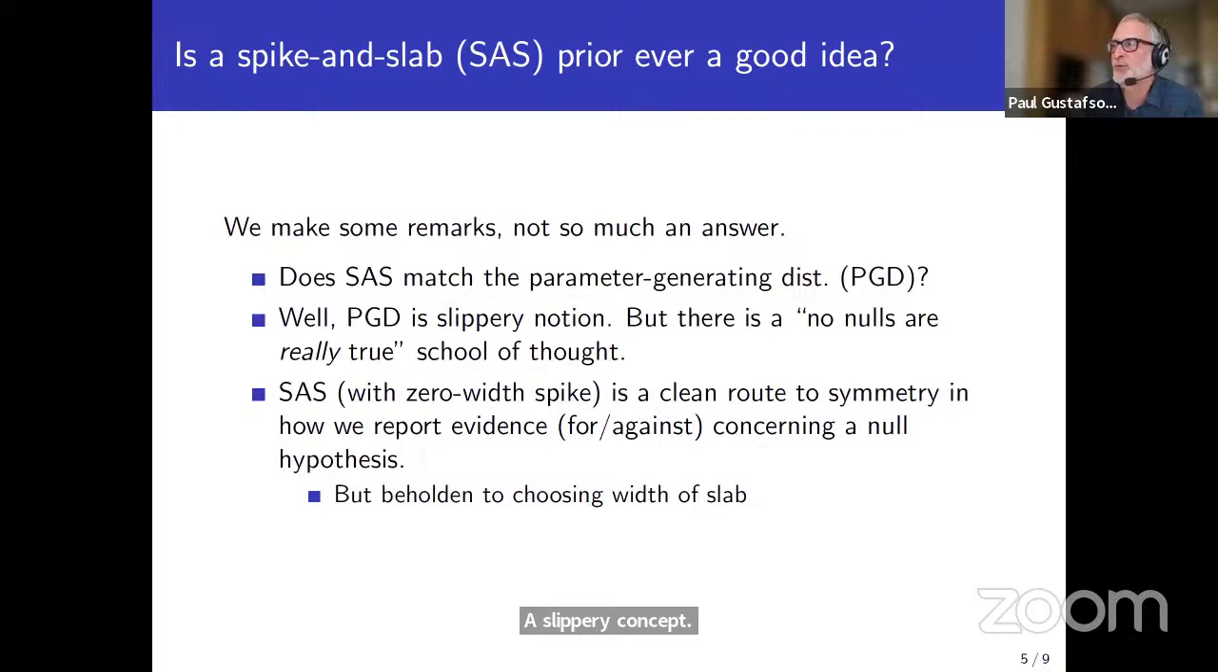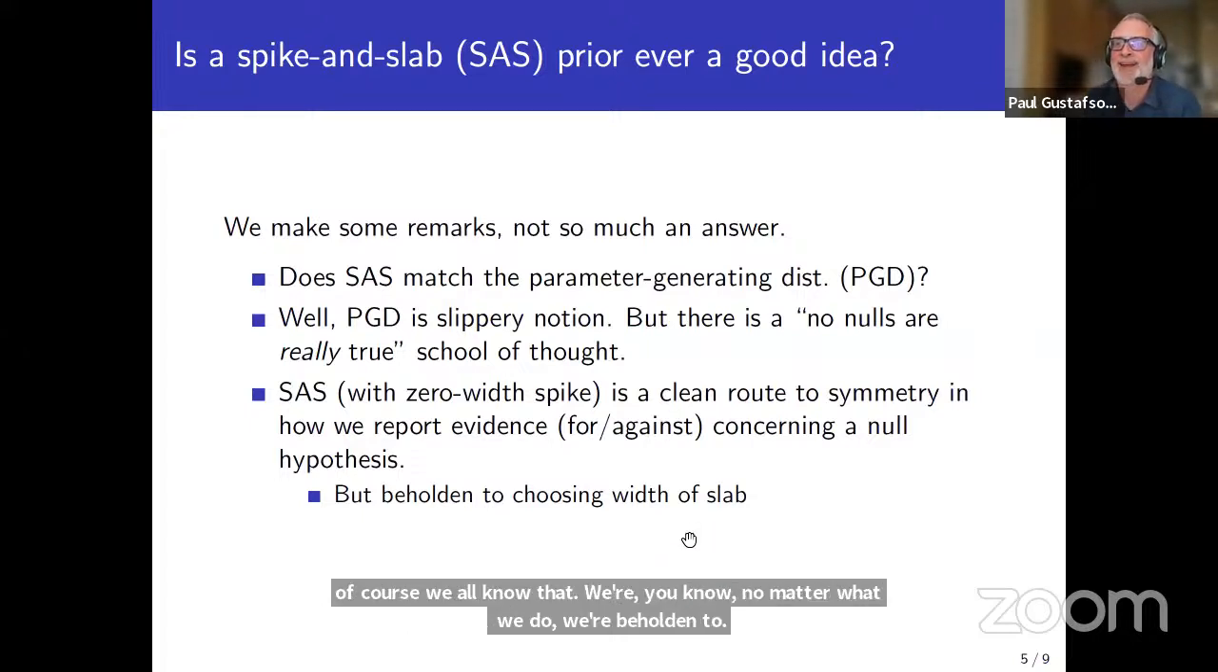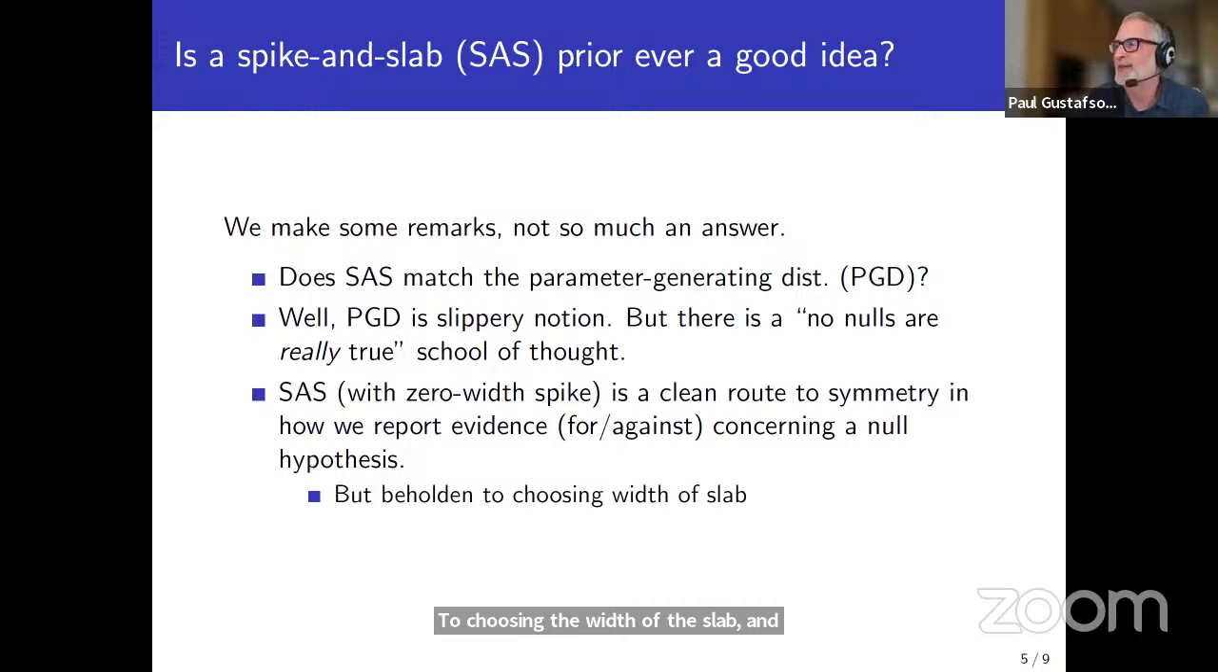That said, there is a school of thought that no null hypotheses are ever true, and I think we have a quote in the rejoinder from Gelman about that. So from that perspective, the spike is not so appealing. In the other direction, the spike and slab gives you a clean route to a symmetric scale of evidence, where you can talk about evidence in favor of or against a null in the same terms. But of course, no matter what we do, we're beholden to choosing the width of the slab, and that is a well-documented challenge with hypothesis testing from a Bayesian point of view.